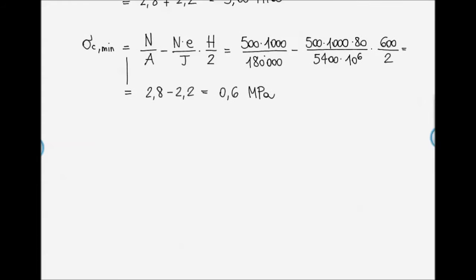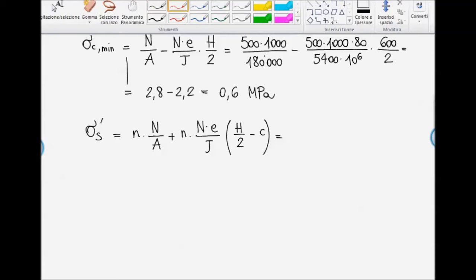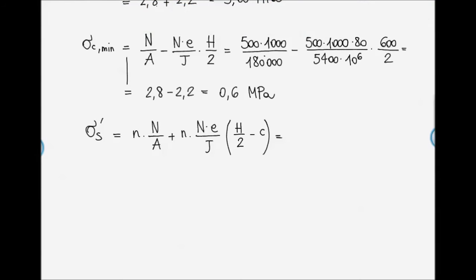We can also calculate the stress in the compressed reinforcement, sigma S prime, which is the homogenization coefficient by N over A, plus the homogenization coefficient by N by E over J, that multiplies the distance between the compressed reinforcement and the centroid. That is equal to this expression.